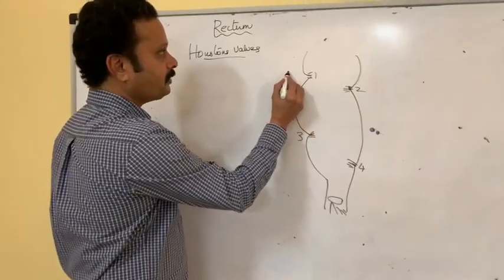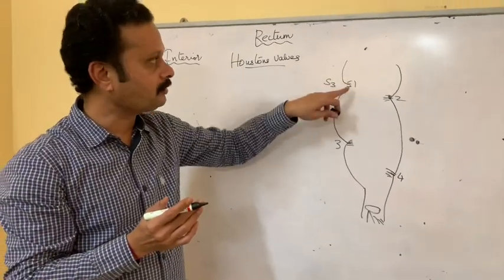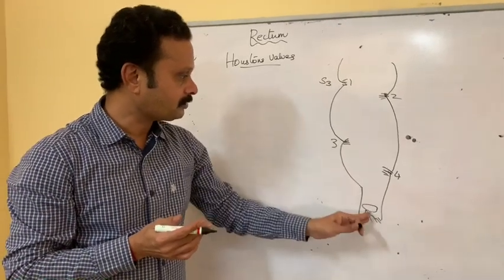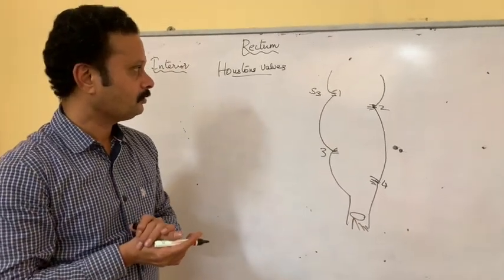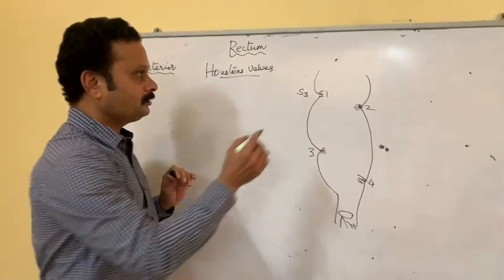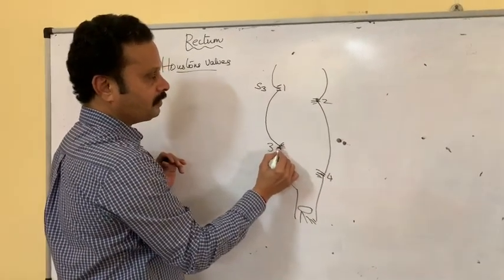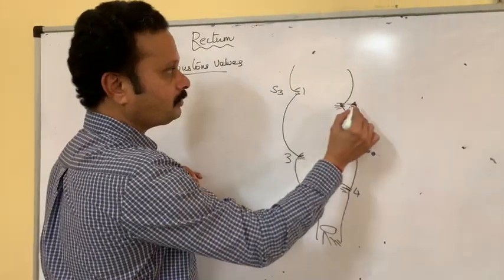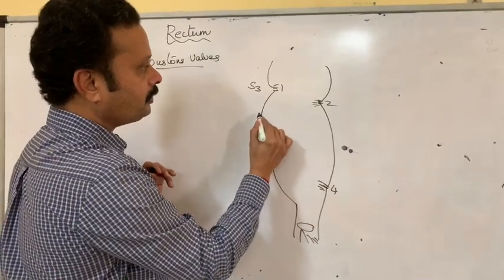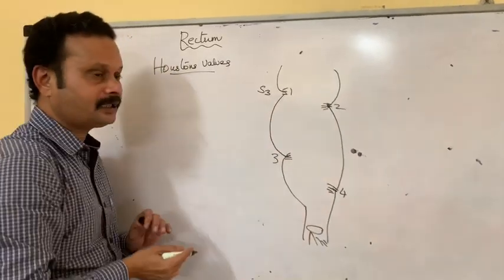First one is situated at the level of S3, that is at the beginning, sigmoid colon becoming rectum. At that part it is present, which is around 12 to 14 centimeters away from the anal opening. May be situated onto the right or left side of the rectum. Second valve is slightly below the first one, around 1 inch or 2.5 centimeters above the third one, present across the concavity of the upper lateral curve. It is along the concavity of the upper lateral curve the second valve is present.